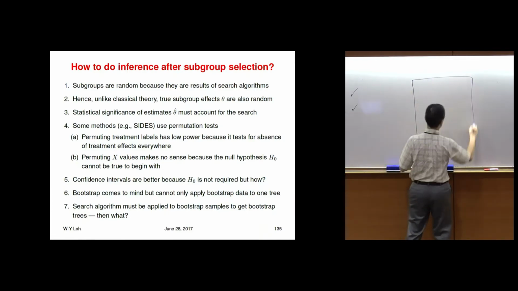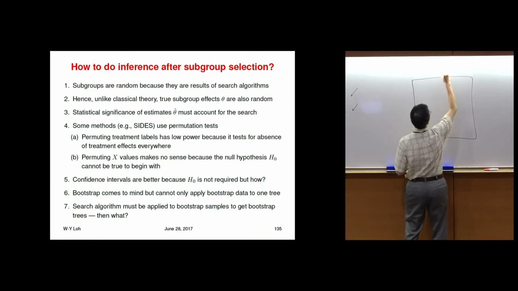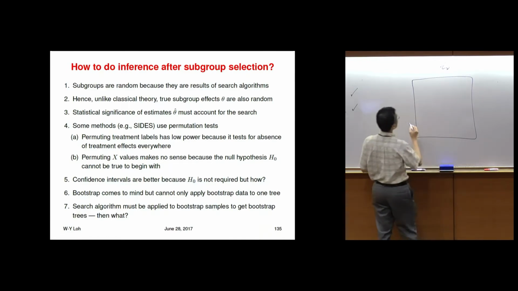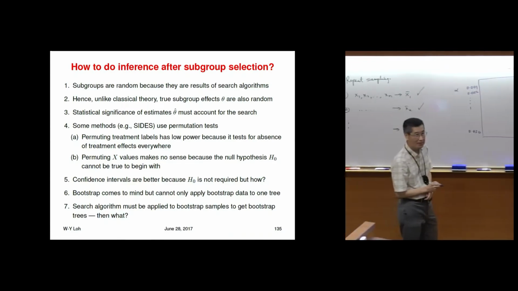Right? So I have my alpha here. Alpha is 0.001, 0.002, up to 0.050. Okay?